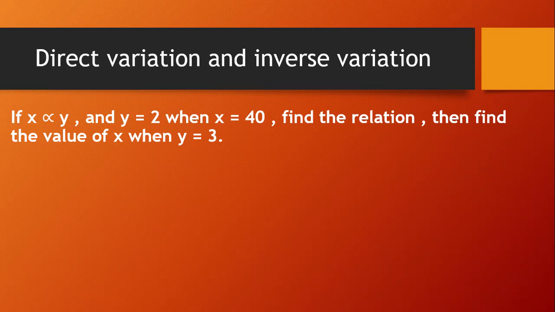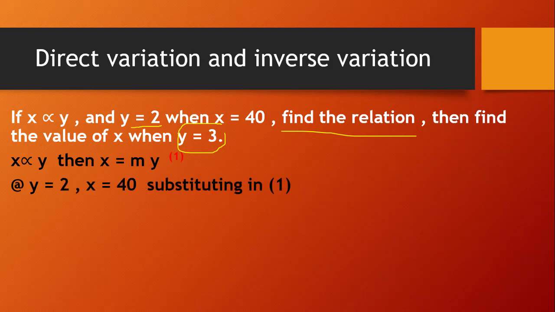Okay, another exercise. If x directly varies as y, and y equals 2 where x equals 40, find the relation. Here also we want the relation, then find the value of x where y equals 3. So x directly varies as y, it means x equals constant times y. Okay, so x equals my. Let's substitute. If x equals 40, instead of x I write 40. So 40 equals m times 2, because if y equals 2, x equals 40.